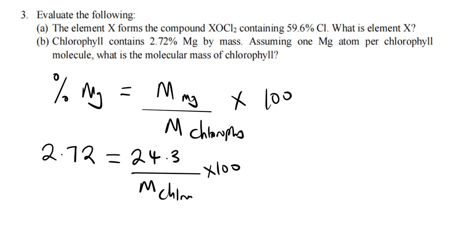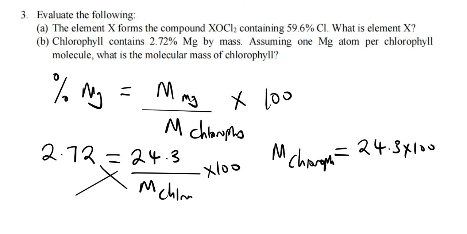This becomes an equation. For me to find the chlorophyll, I'm supposed to cross multiply. So the molecular mass for chlorophyll will be equal to 24.3 multiplied by 100, divided by 2.72. So what will be the molar mass for chlorophyll?